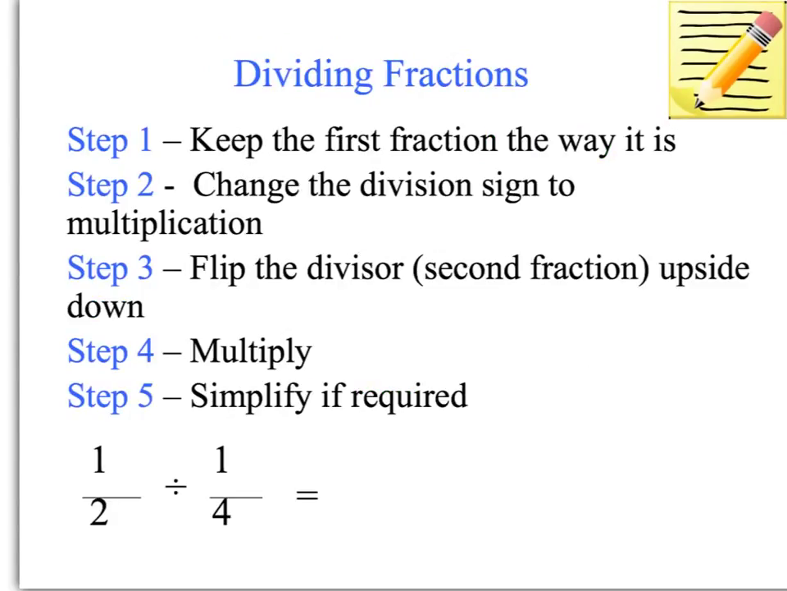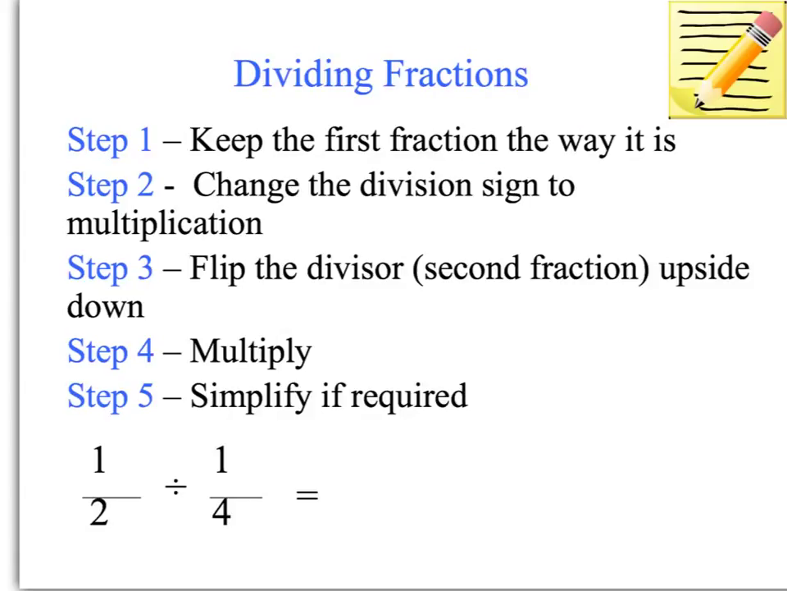Alright, so this is the procedure for dividing fractions. You keep the first fraction the way it is, then we change the whole sum from division to multiplication. And when we do that, we have to flip the divisor. So we have to flip this second fraction upside down, and we change it to a multiplication sign. Then we just multiply like normal and simplify if we need to.